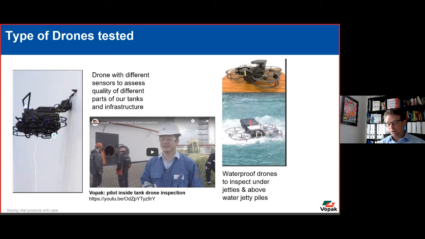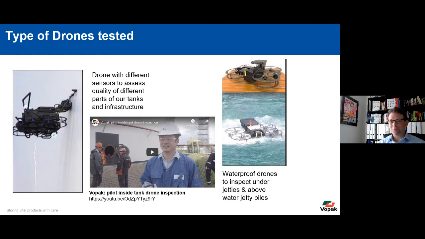And with the drone, you can let it go up and down the wall, and with the sensors, you immediately see if the thickness of the walls is still good enough. So that's another type of drone.